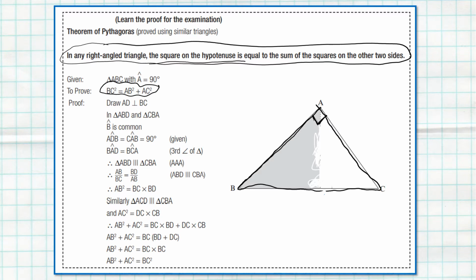We draw a perpendicular line from the perpendicular vertex to the hypotenuse. So you draw a line from the perpendicular vertex that will be perpendicular to the hypotenuse. Obviously, we also know that this side is 90 degrees. That is our construction, and we'll name that point D. So we are drawing AD perpendicular to BC. You go from the perpendicular vertex and draw a perpendicular line until it reaches the hypotenuse.